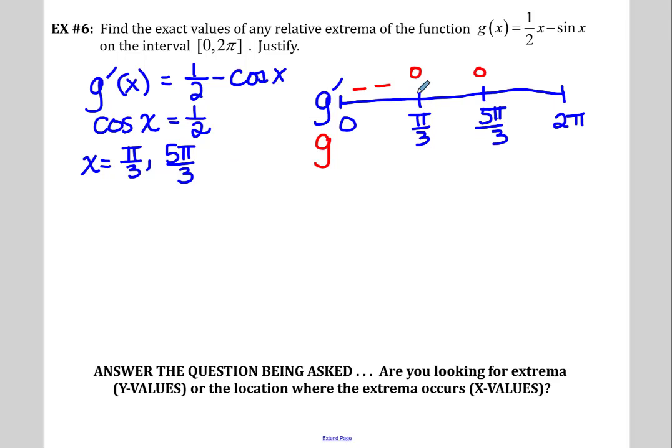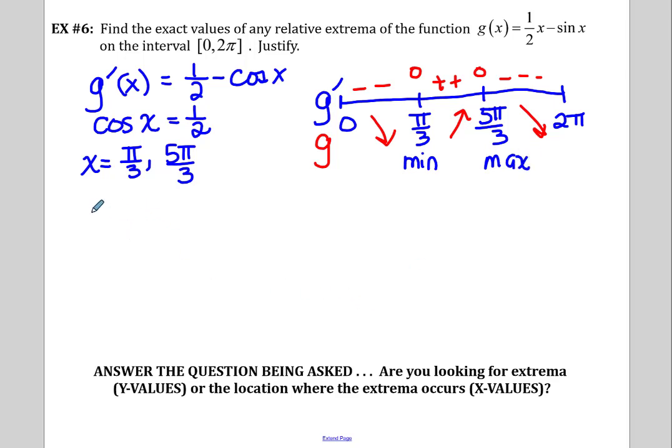We could do, let's see, pi over 3 and 5 pi over 3, so we could say pi over 2. So cosine at pi over 2 is 0, and 1/2 minus 0 is positive. And then picking a value in here, we're going to get a negative. So we have behavior of the function decreasing, increasing, and decreasing. And that tells us we have a minimum at pi over 3 and a maximum at 5 pi over 3.